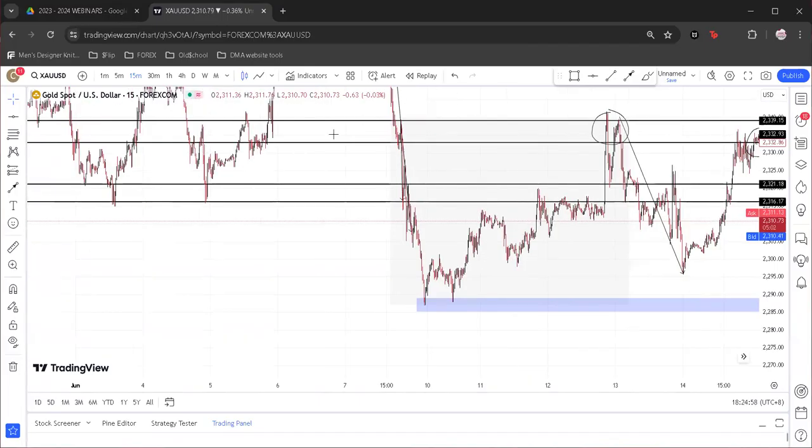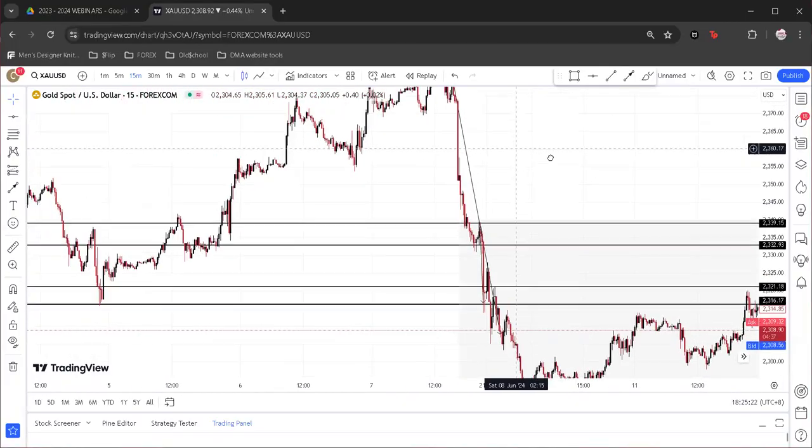Okay, let me read out. But on the overall view, it's a bullish market, so why shouldn't we only be looking for buys?